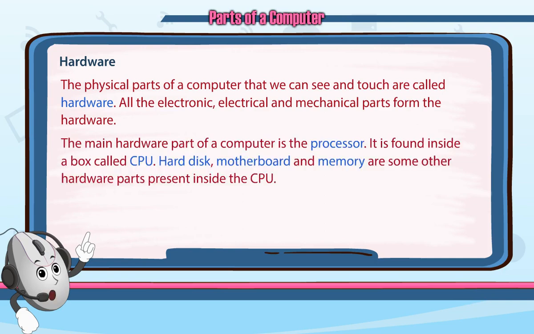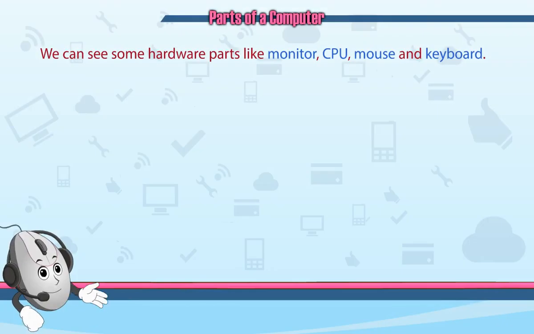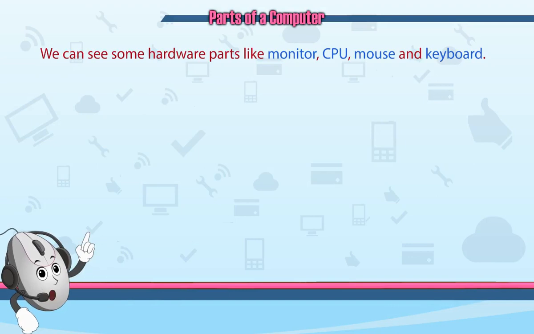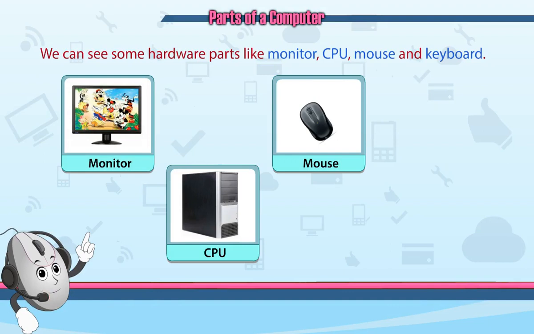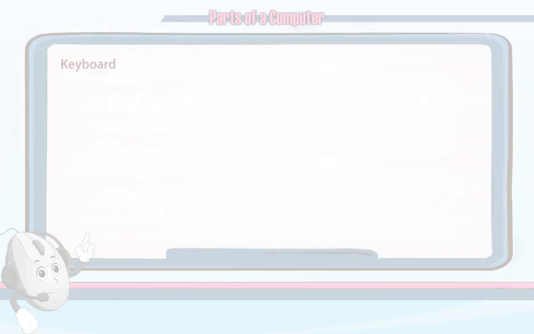The main hardware part of a computer is the processor. It is found inside a box called CPU. Hard disk, motherboard and memory are some other hardware parts present inside the CPU. They are not visible to us. We can see some hardware parts like monitor, CPU, mouse and keyboard.